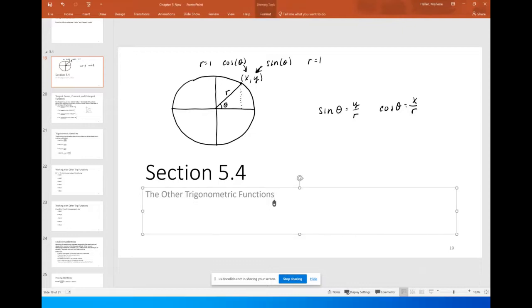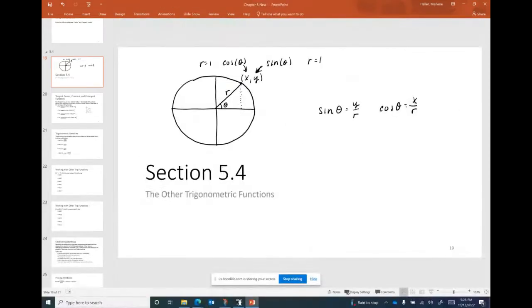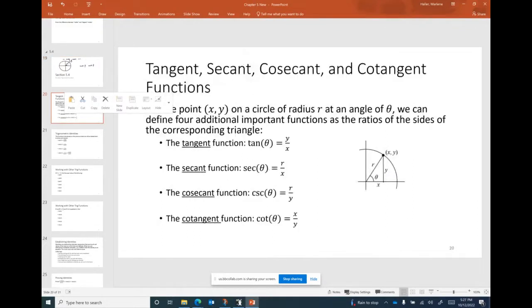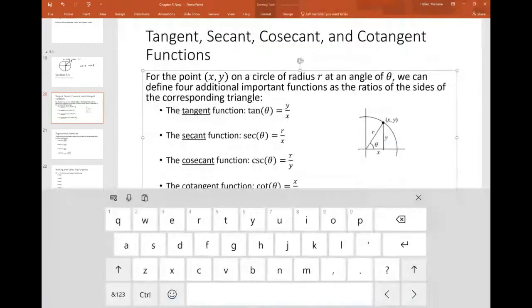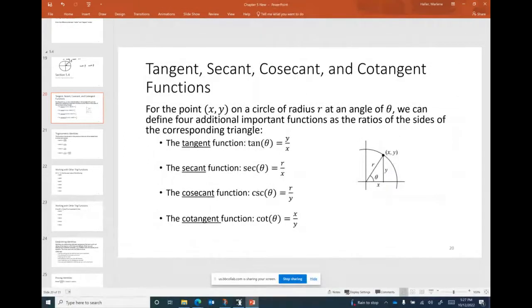Now in this section, we're going to take a look at the remaining 4 trig functions as well as trigonometric identities. All right, the remaining 4 functions are the tangent, which is defined as y over x, right? Where y is the y coordinate of that terminal point of the angle theta, and x is the x coordinate. All right, the secant is r over x, that's the radius over that x coordinate, right?